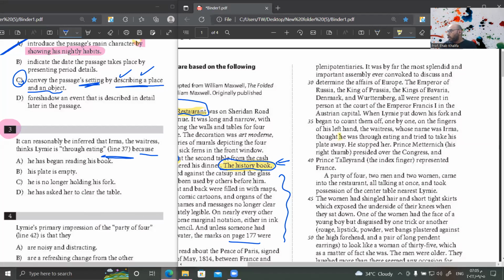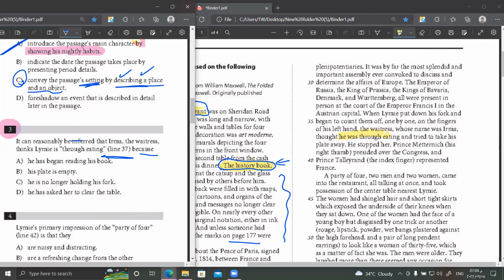He was through eating. It can reasonably be inferred that Irma, the waitress, thinks Limey is through eating. Why? This is a question that tests your understanding because it is about inferences. So this is a thinking question. Please read the surrounding lines.